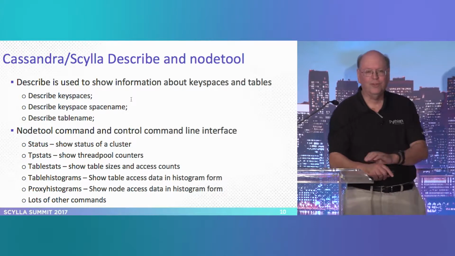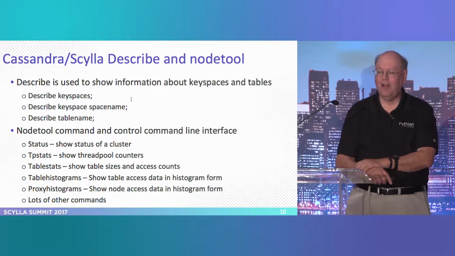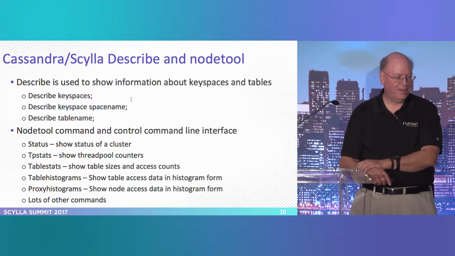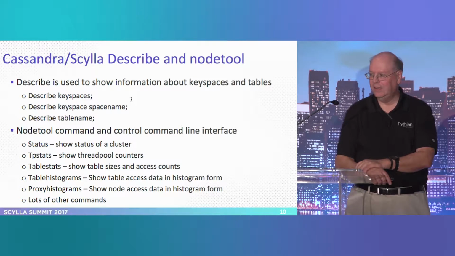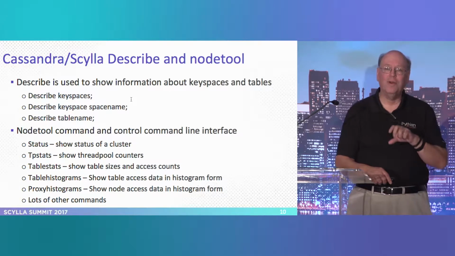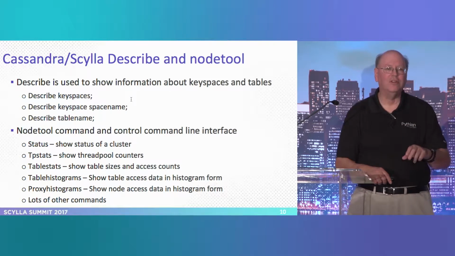Nodetool is what we use for pretty much everything else. All this information is available via JMX for both Cassandra and Scylla. Scylla also has a RESTful interface that you can use as an alternative to JMX. But most people just use Nodetool. Nodetool connects to a particular server, and that gives you that server's view. And it's important to remember it's that server's view of the cluster.